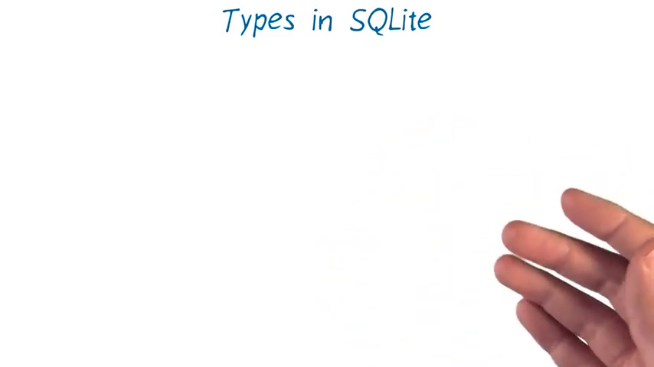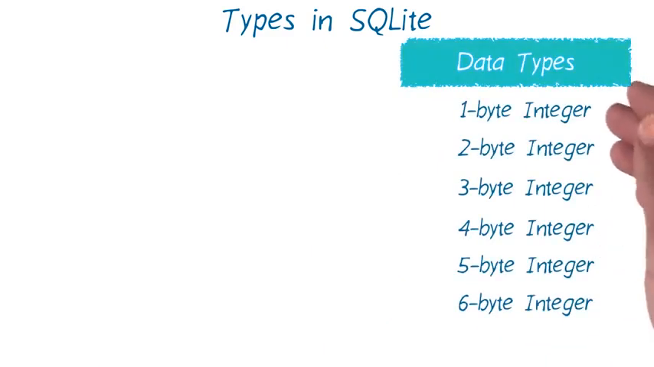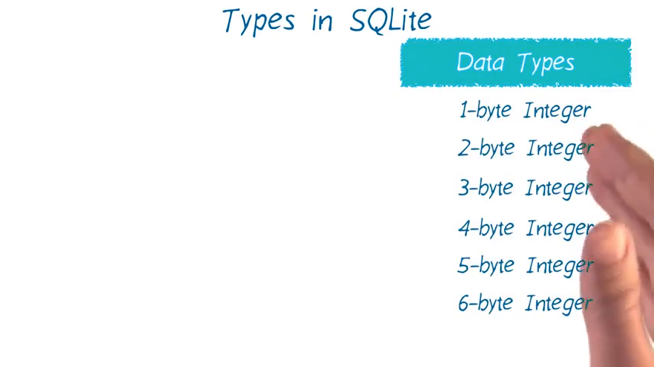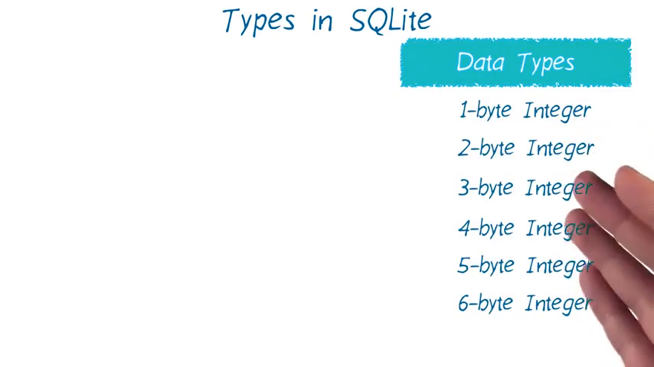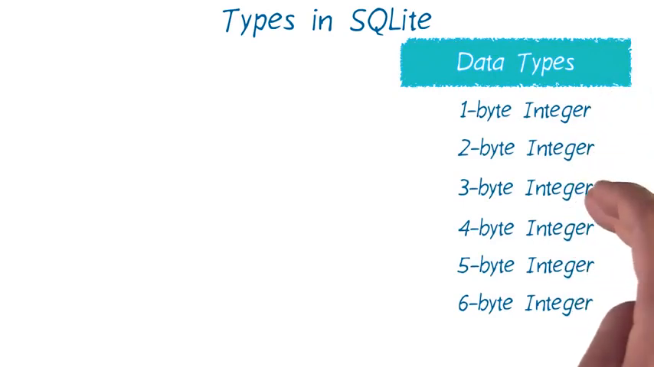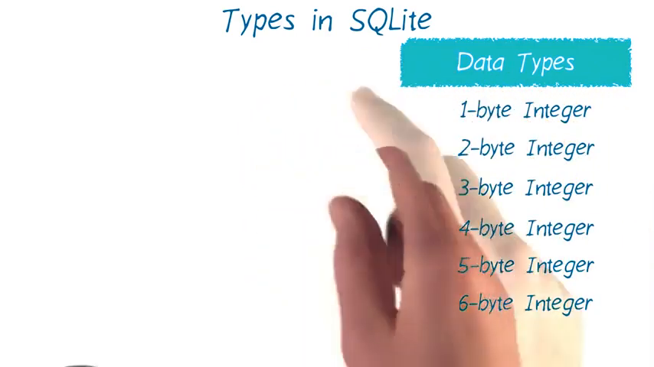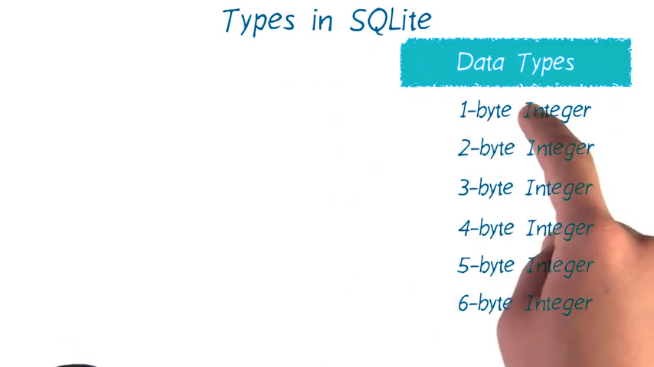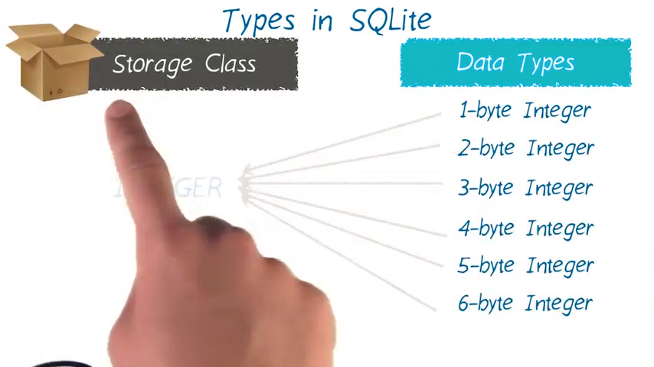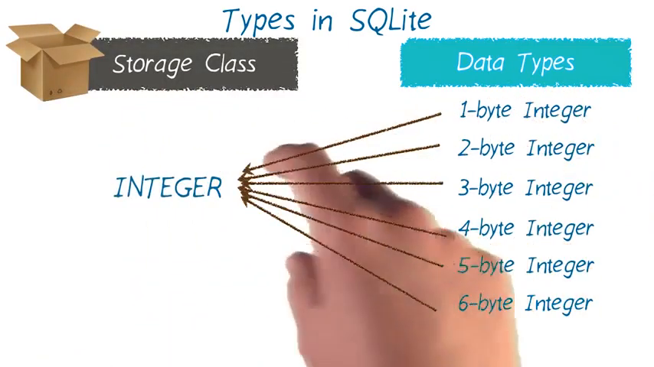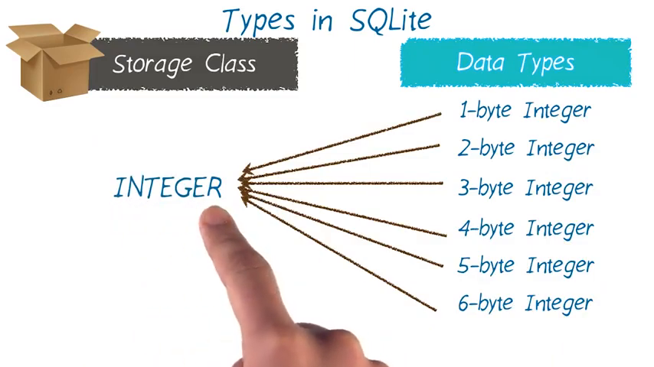So for integers, there are many distinct types of integers. And in fact, there are over 6 different data types that can represent different sizes of integers. So for example, we could have a 1-byte integer, a 3-byte integer, or maybe a 6-byte integer. And translating that into SQLite, these data types could be grouped into a single category, or what's called a storage class in SQLite, and these would be grouped into the integer storage class.